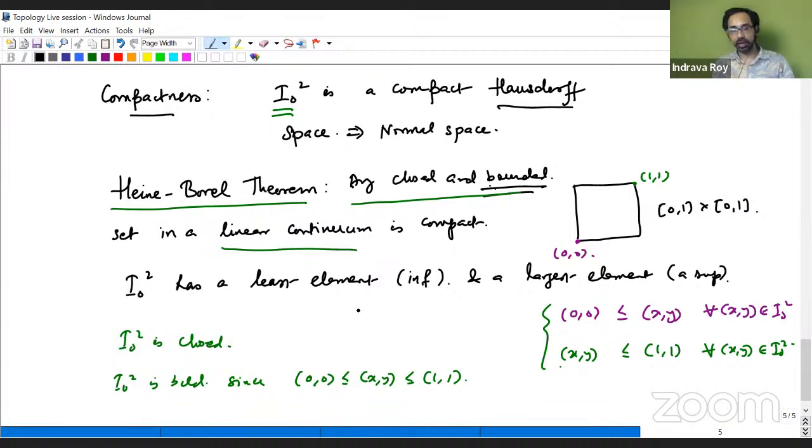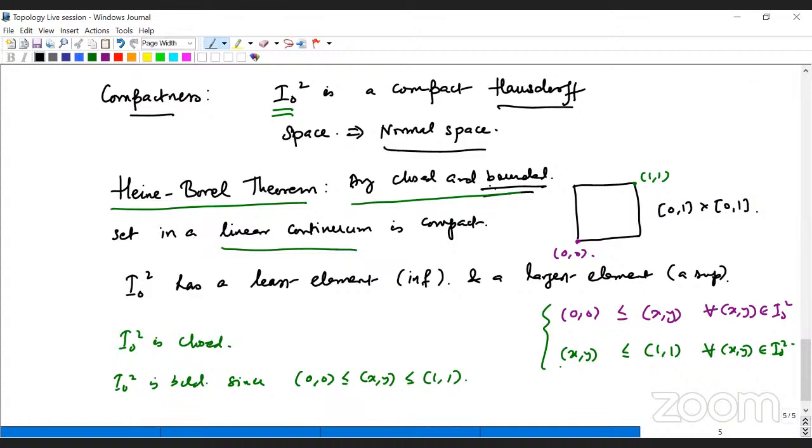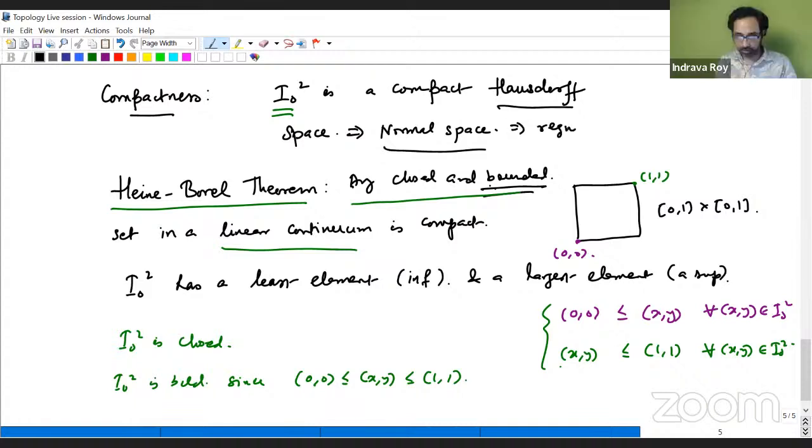Right? So given any two disjoint closed sets, you will have open neighborhoods separating them, right? So this is in fact a normal space as well. And of course, this implies that it's a regular space, right?